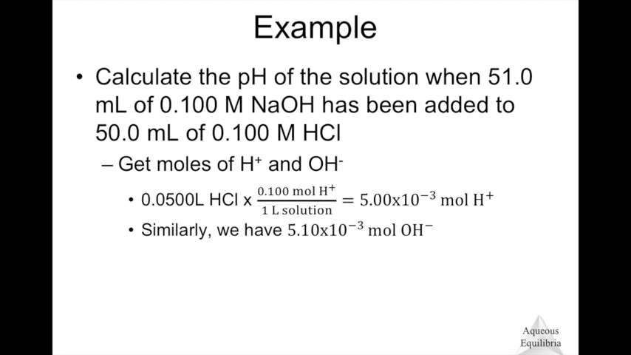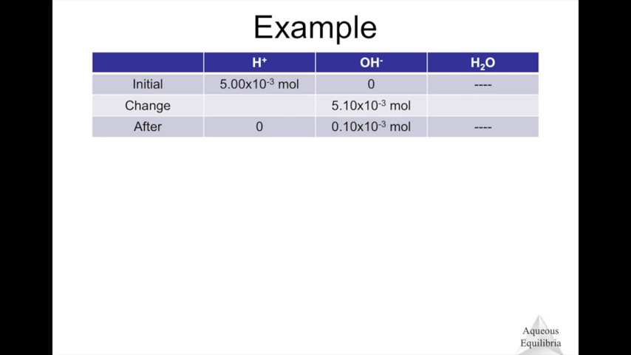So we know that we used 0.05 liters, 50 mL of HCl, and we knew its concentration, so we had 5 times 10 to the minus 3 moles of H plus, and then with similar math, you would have 5.1 times 10 to the minus 3 moles of OH minus. And so now we can just ICE that up. Initially, this is how much hydrogen we had. This is going to change, obviously, because you had nothing. Now you added this much, and so you have a little bit left over.